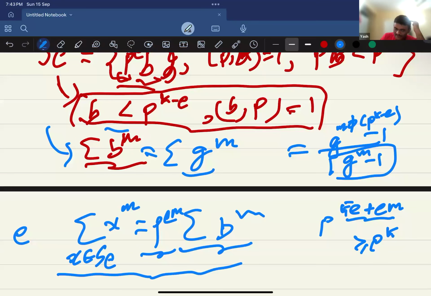Yes, I understand. Each individual sum is divisible by P to the K. Can you see that? Also here we got K minus E plus EM. So there should be some place where the equality holds, where K minus E plus EM is K. Or else can we get a stronger bound? No, of course not. There's always the case of M equal 1, no?